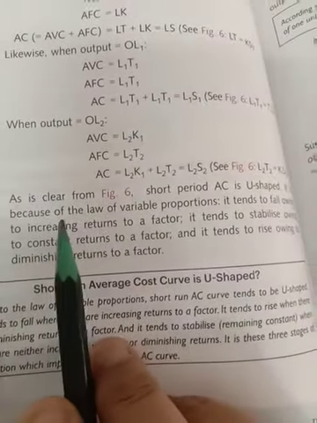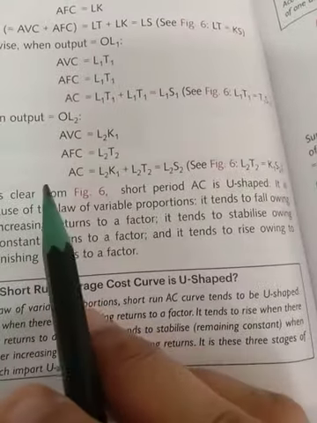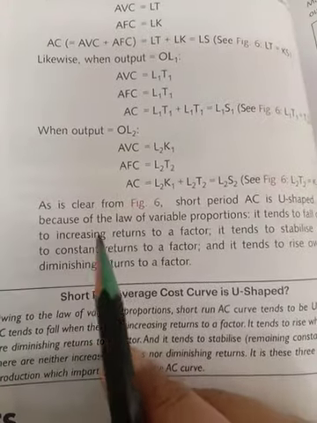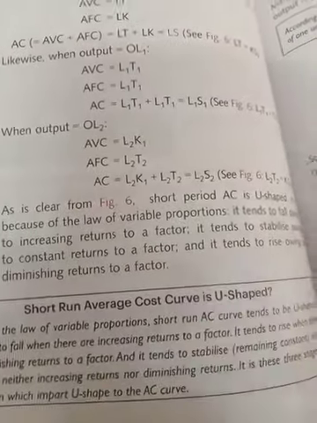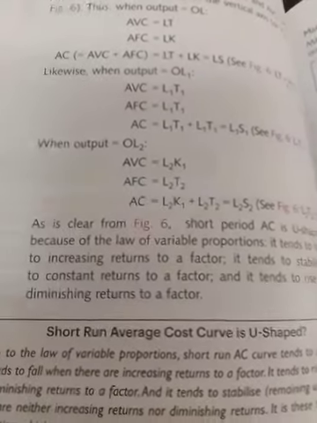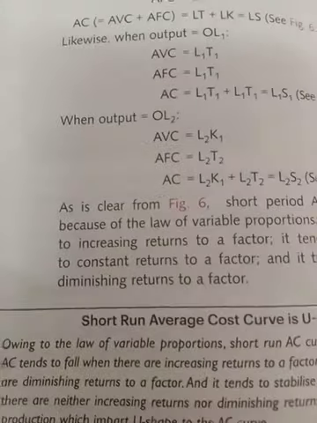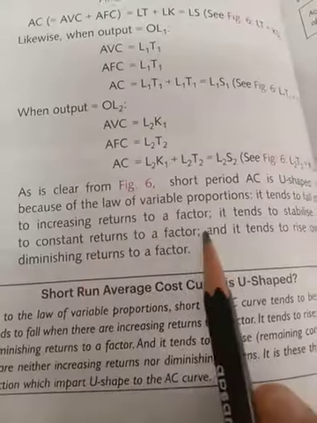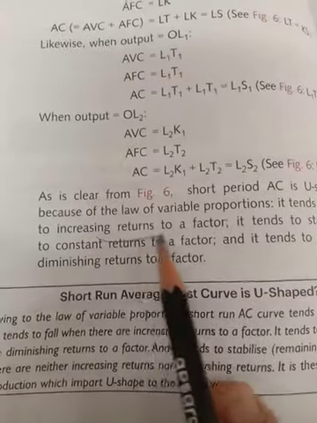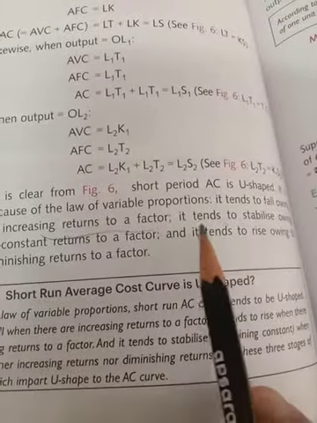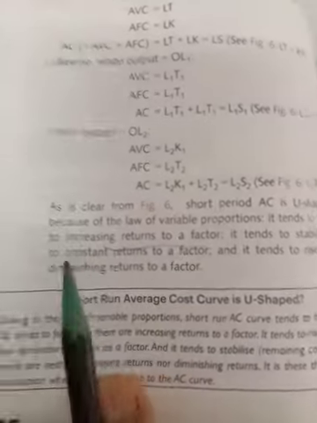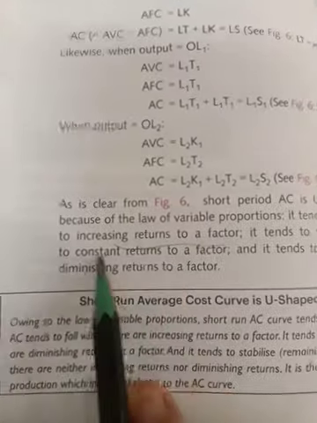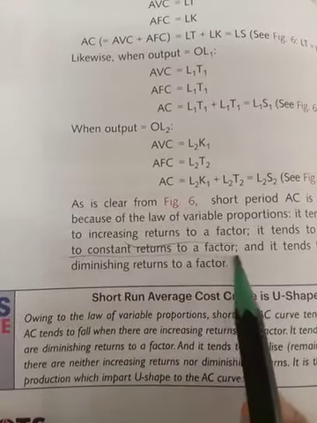So it is clear from the particular diagram that short run average cost is U-shaped. It is because of the law of variable proportion. All U-shapes in the short run are because of the law of variable proportion. It tends to fall owing to increasing returns to factor. This is the first stage of the production function, that is why average cost is falling, and it tends to stabilize owing to constant returns to factor.